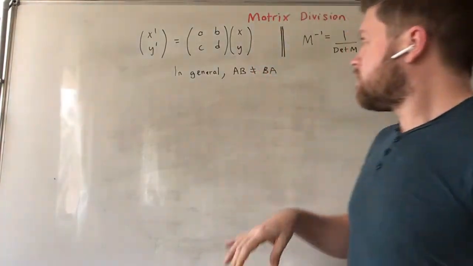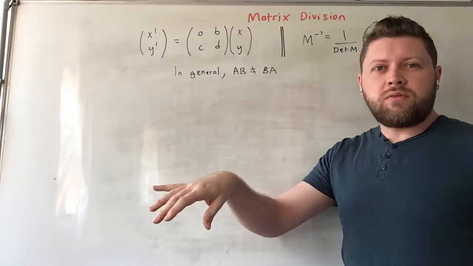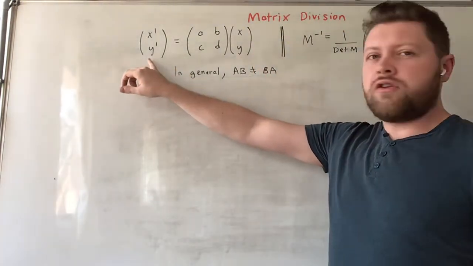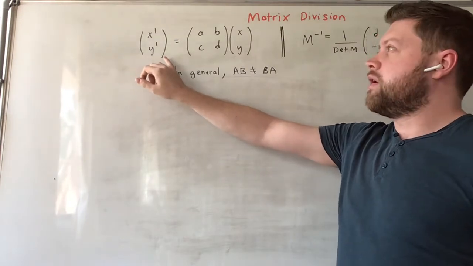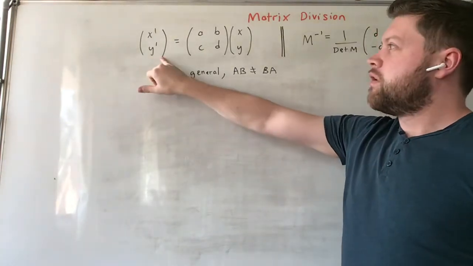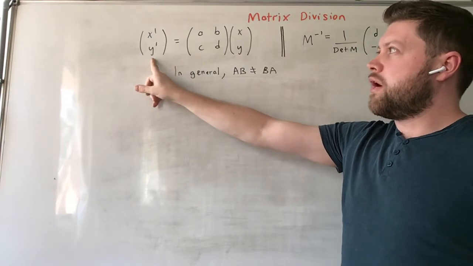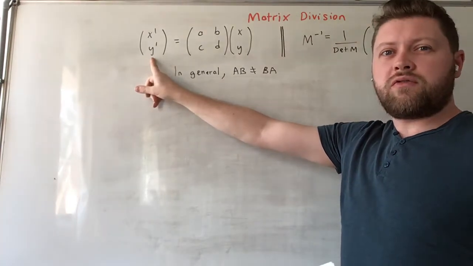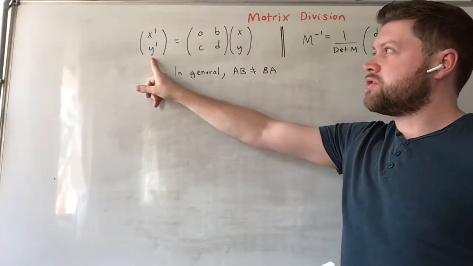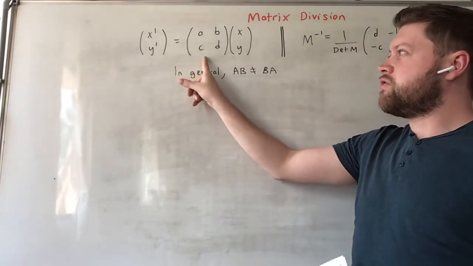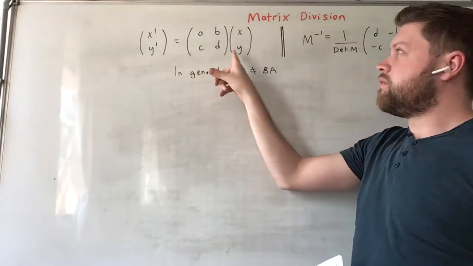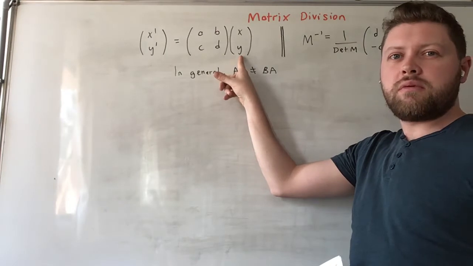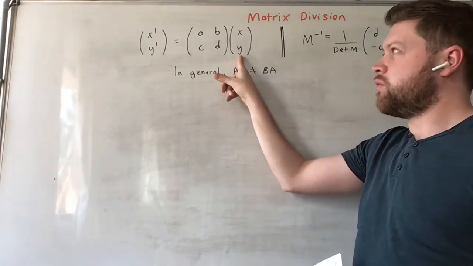So in prior videos we've shown that our linear transformations can be written in matrix form like this, where you have some new image point, some transformed point x dash y dash, which is a transformation matrix M times your original point or vector in space x, y.